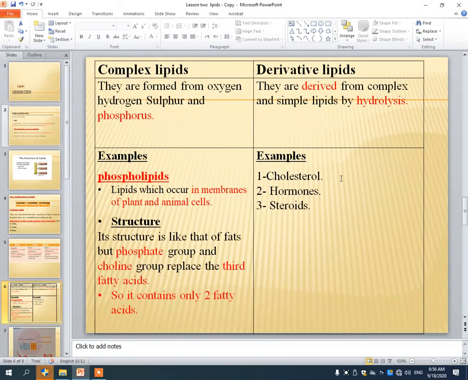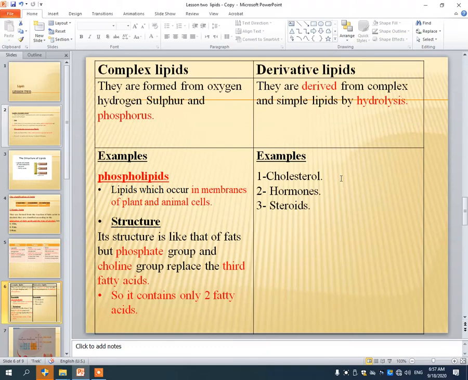Then the second type of lipids. As we said before, in the classification of lipids, there are three types: simple, complex, and lipid derivatives or derivative lipids. We finished the simple lipids, now we will have the complex lipids. Complex lipids are formed from oxygen, hydrogen, sulfur, and also phosphorus. They have the element phosphorus. Complex lipids like what?